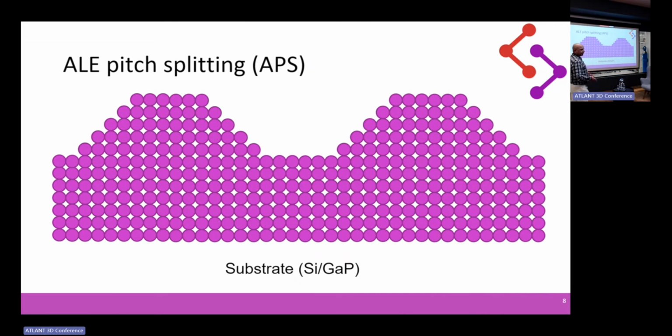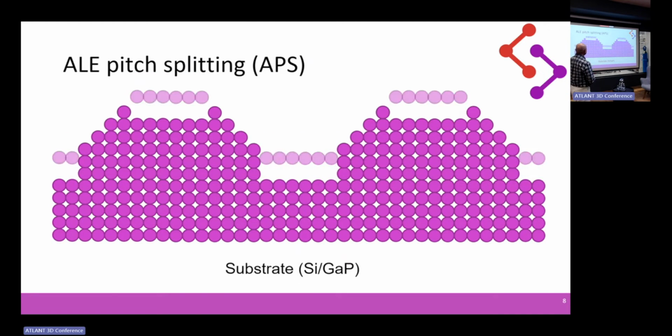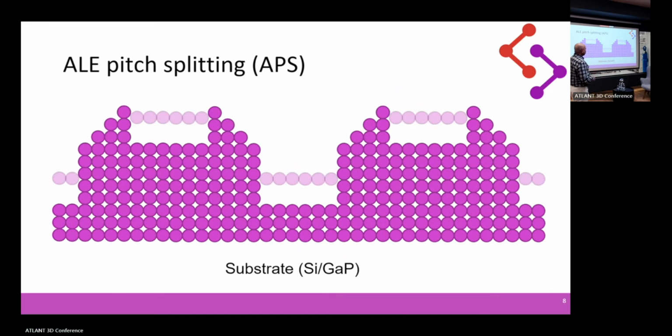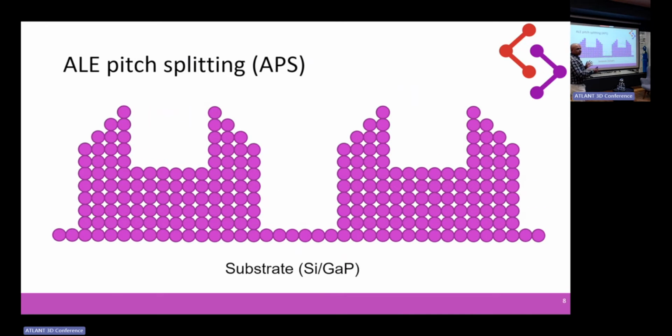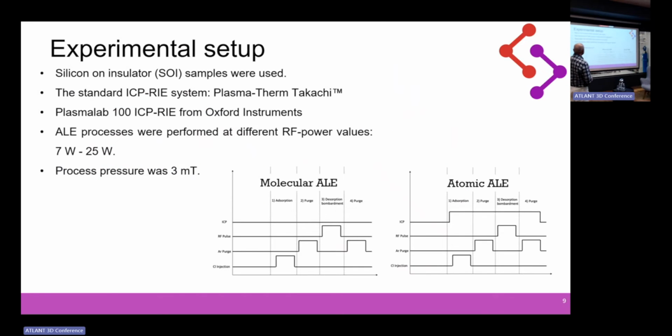So what is our trademark is APS. APS means ALE-based pitch splitting. So how does it work? I'm not going to tell you the real story behind this, but it's just how it happens. The edges of this pattern behave like a mask, and then we are just splitting the structures like this. So this is the animation for pitch splitting, the APS process, for AlixLabs.